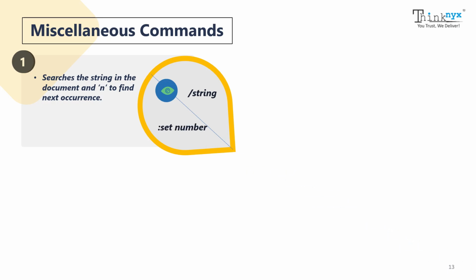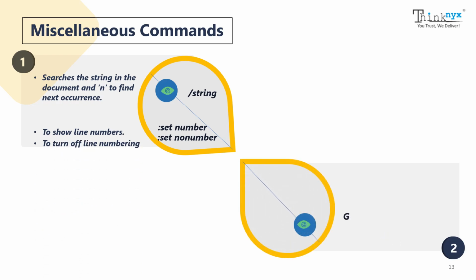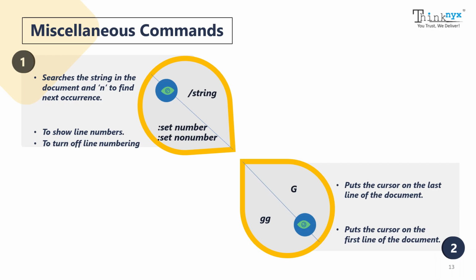:set number would be used to show the line numbers in the file. :set no number to turn off the line numbers. Uppercase G to put the cursor to the last line of the file. Lowercase gg to put the cursor to the first line of the file.